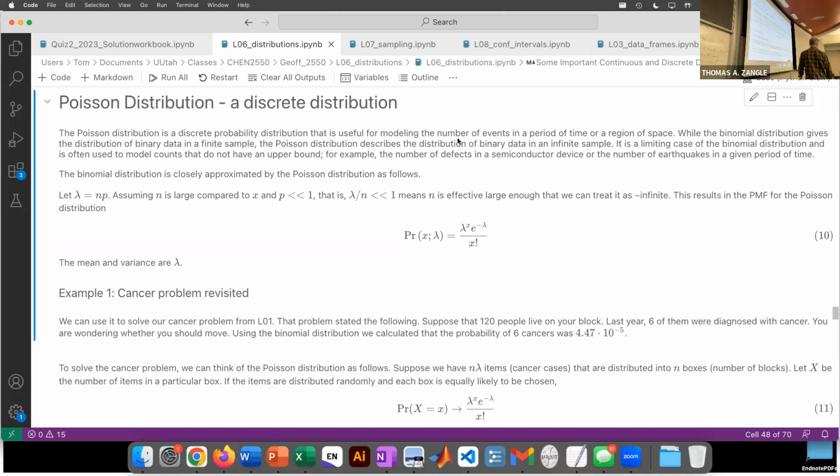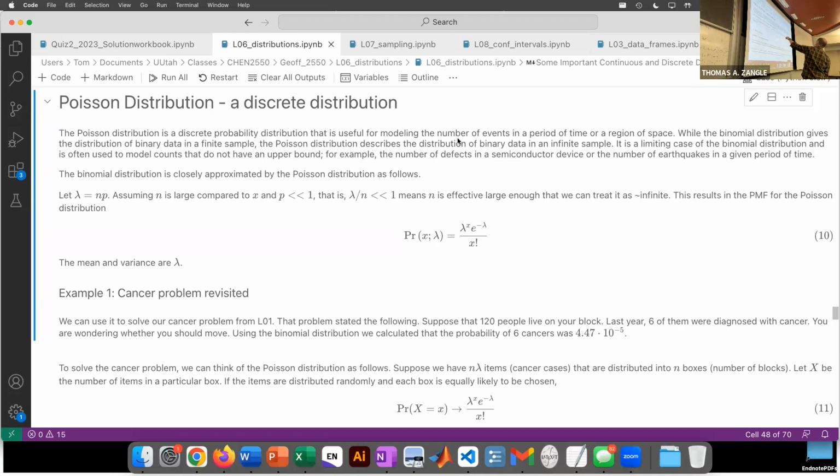The number of earthquakes within a given period of time is another example. The Poisson distribution also models the number of people arriving to wait in line at a store. We talked about how the exponential distribution tells us about the time between arrivals. Here we have a distribution of the number of arrivals, let's say, per unit time.